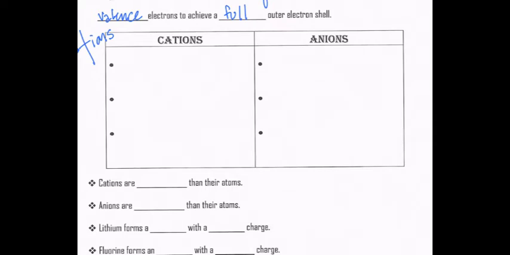So things you need to know about cations is they are positively charged ions. They are usually metals, so they're on the left side of the periodic table. They're positively charged, and they have lost one or more electrons.